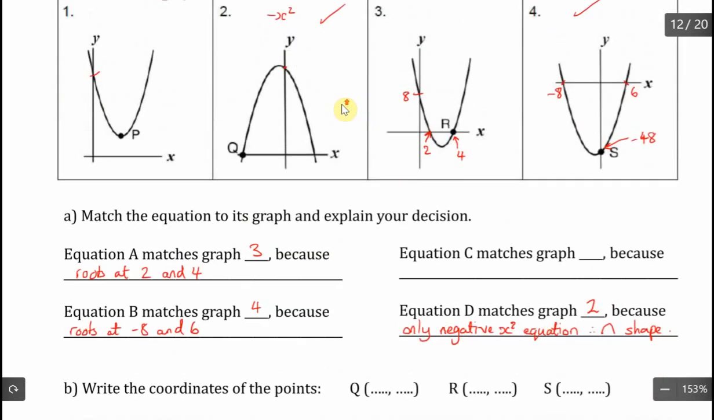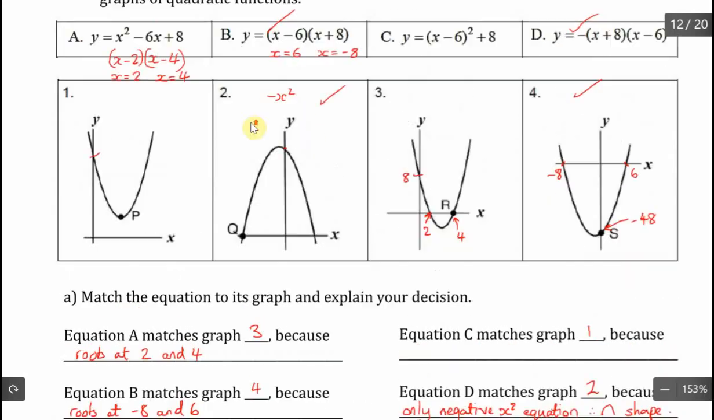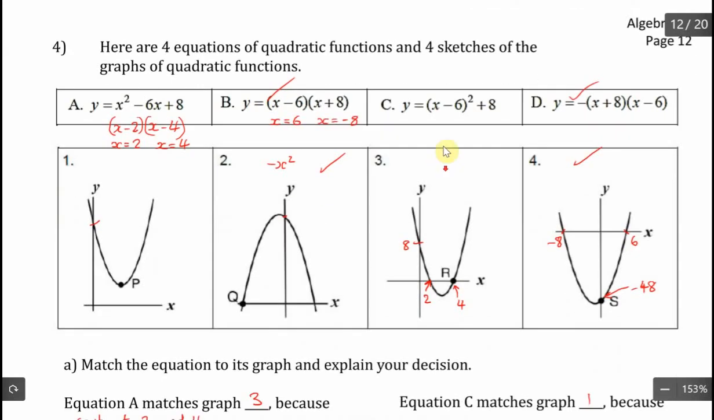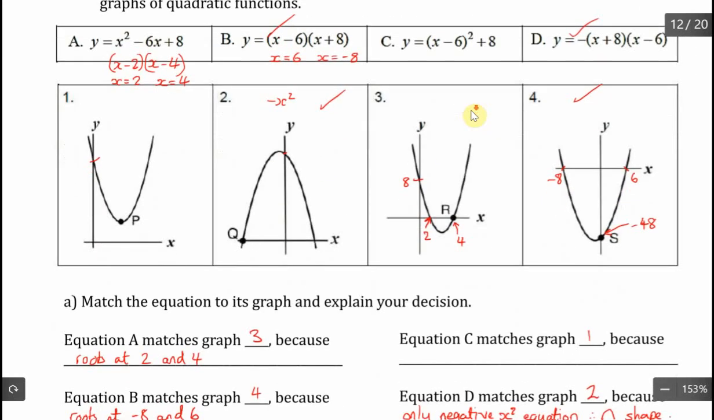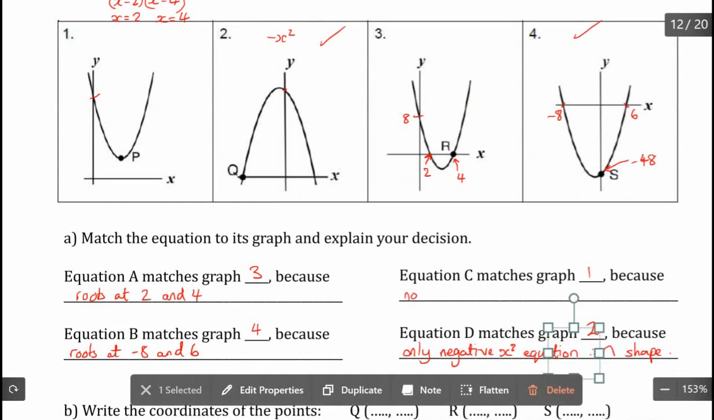Okay, graph C matches equation 1. You cannot solve this equation. It's not factorizable, so it doesn't have any roots. Okay, so we just say that it has no real roots.